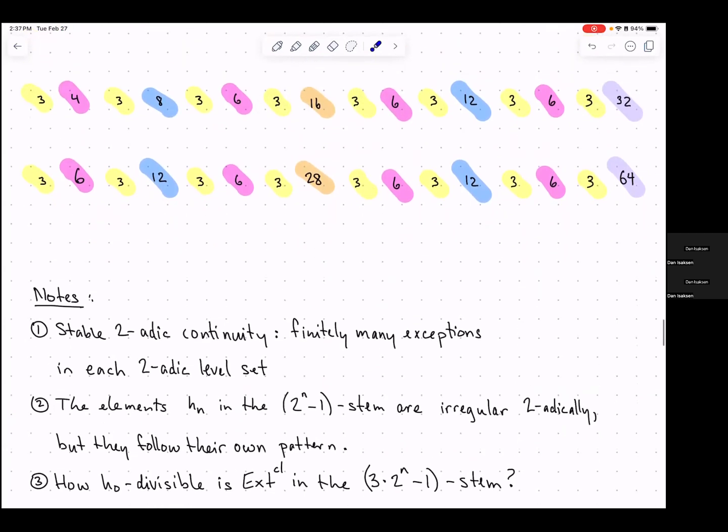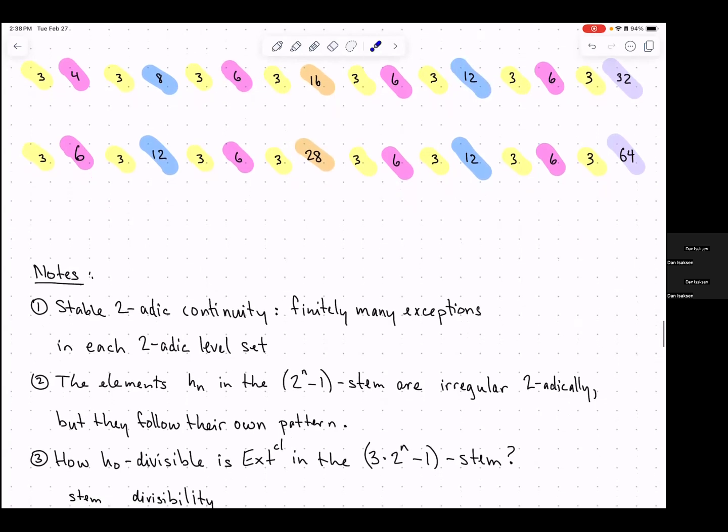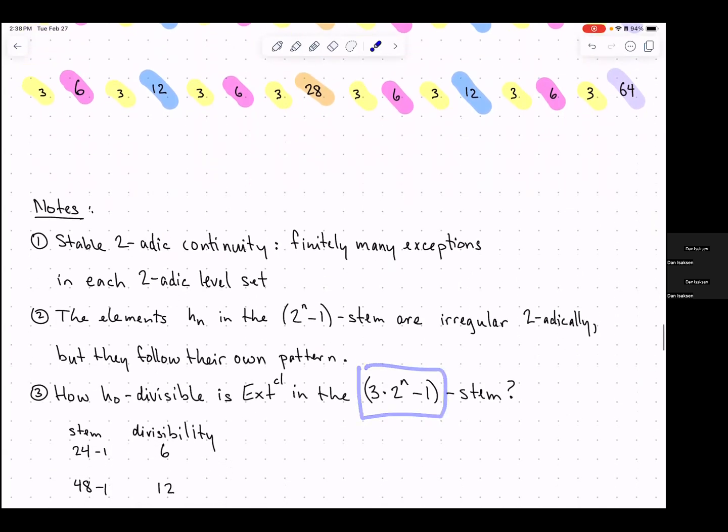So what this all boils down to is that the interesting cases are these first non-exceptional ones, right? This one and this one and this one. That's what we were interested in. What are those first non-exceptional ones? And when you do the numerology, this is the stem that comes out. Turns out you're interested in these stems 3 times 2 to the n minus 1.